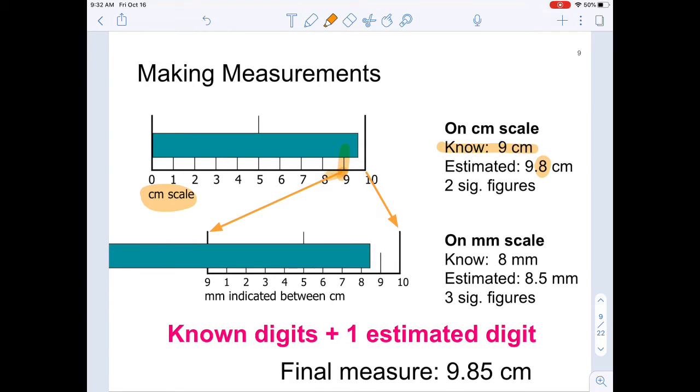Let's say that this is a zoom in to that last centimeter, and there's millimeter markings, so millimeters indicated between centimeters. Here's 9. So what this number actually means is like 9.1, 9.2, and so on. For scale, we know for sure that we're past 8, and we can estimate this 0.5 part right here. And we know that this is within the range of 9, so 9.85 is our final measurement. This 5 is our estimated digit. I can tell that it's definitely past the 8, and I think it's about halfway between 8 and 9, which is where I got that 5 from.